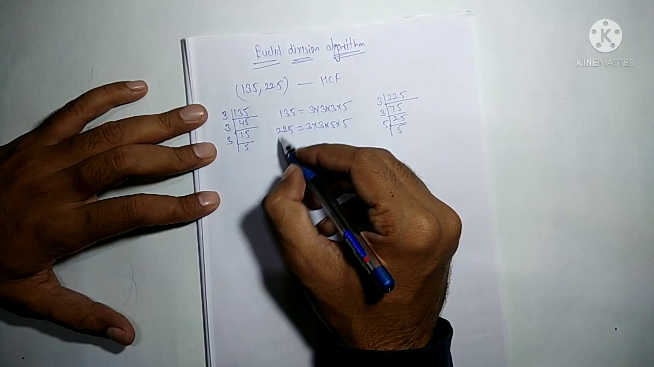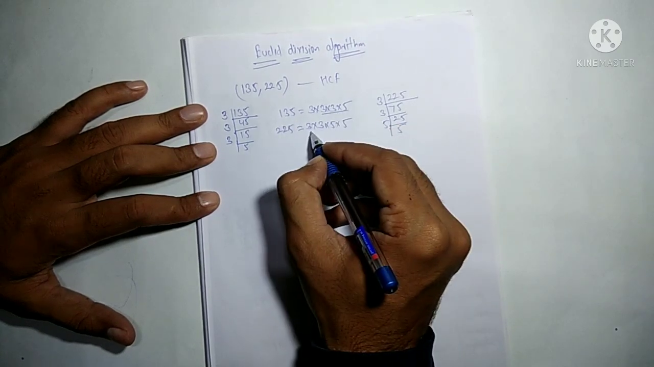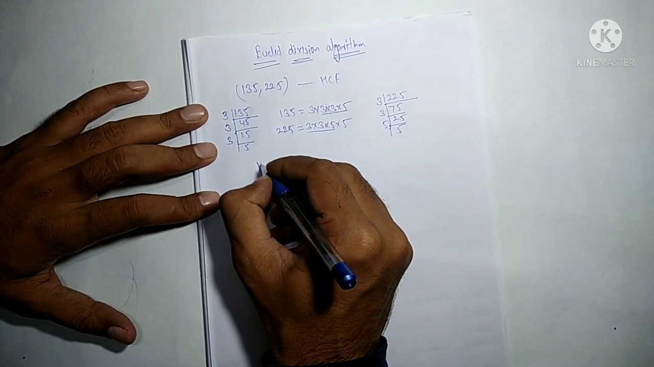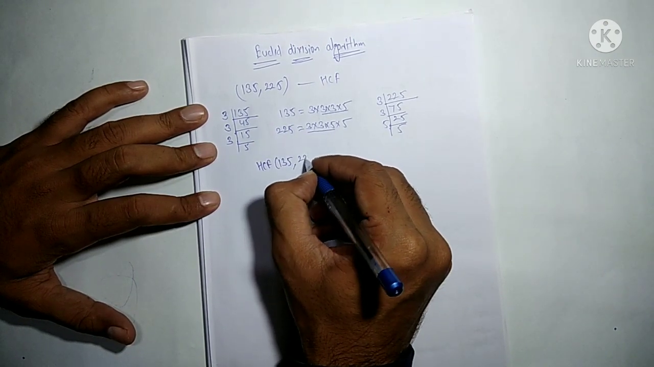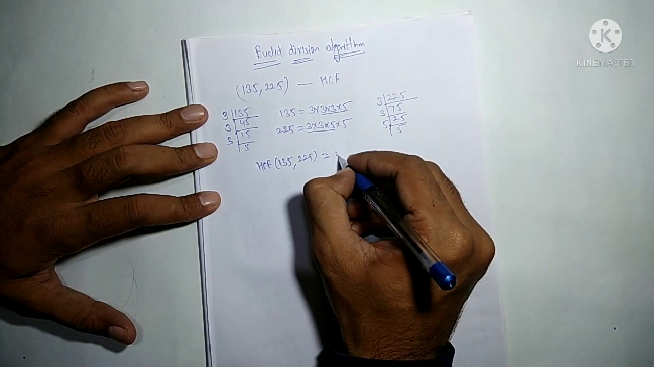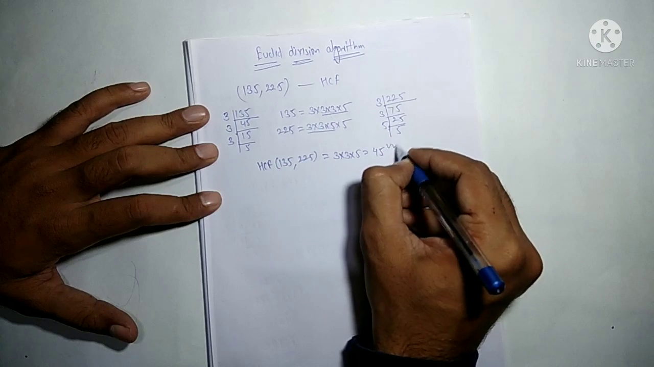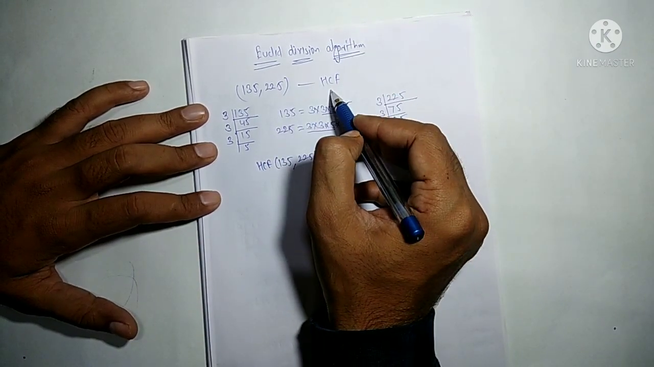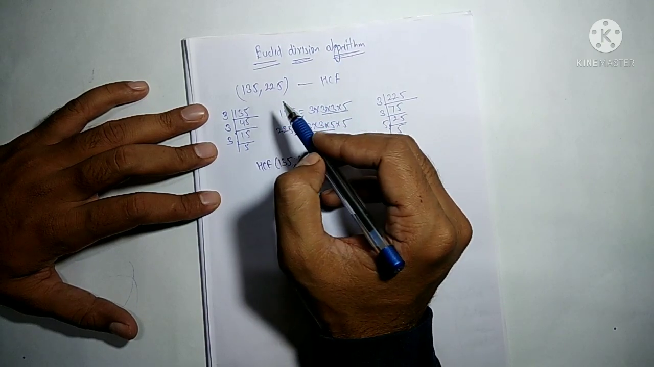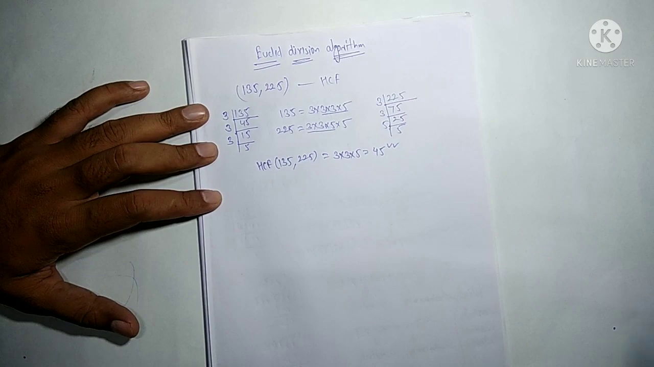What is common in both the prime factorizations? 3 into 3 into 5 appears in both. Then the HCF of 135 and 225 is 3 into 3 into 5, that is 45. Now we apply the Euclid division algorithm to find the HCF of 135 and 225. Simply, we used factors this time.